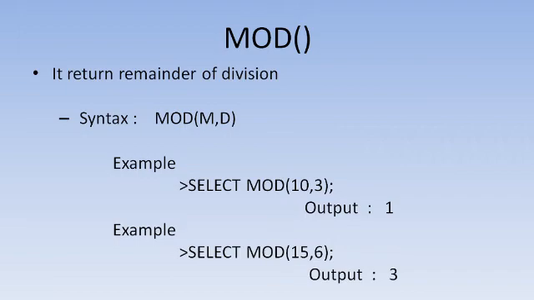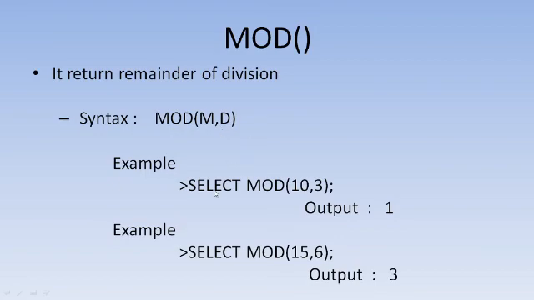Next one is the mod function. The mod function returns the remainder of a division or expression. The mod function takes 2 arguments, both are essential. Here I write some examples. Select mod(10, 3). 10 is divided by 3, 3 times 3 is 9, and the remainder is 1. Next, in the example 15 comma 6, 15 is divided by 6, 6 times 2 is 12 and the remainder is 3.